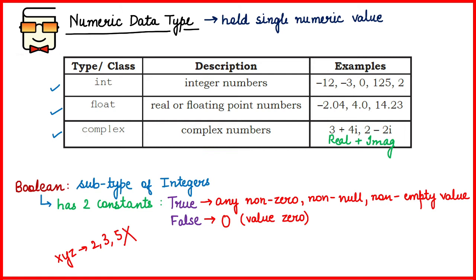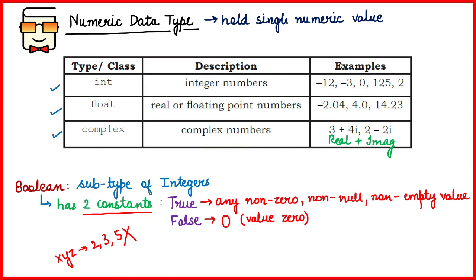Now, another important point is the Boolean data type. The Boolean data type also falls under the numeric data type category. And why is that? See, in the Boolean data type, we have two constant values which are True and False. True and False are keywords. We have studied about keywords. They are reserved words, and the only values that are present in the Boolean data type are True and False.